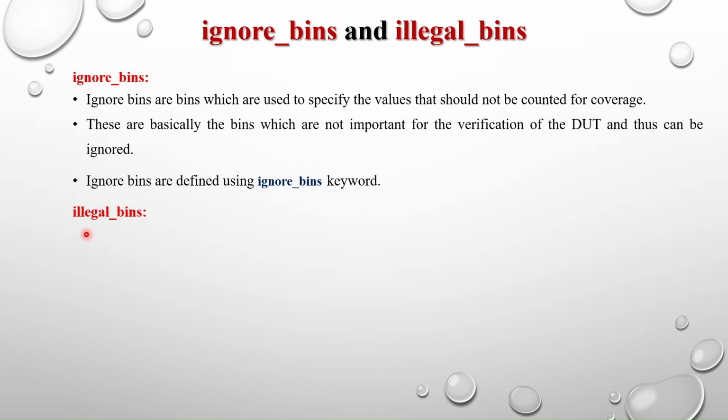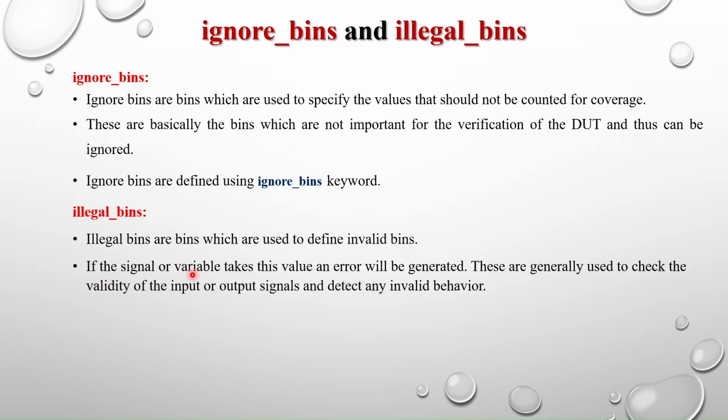And the next one is illegal bins. Illegal bins are bins which are used to define the invalid bins. To represent the invalid values or invalid scenarios, we can use the illegal bins. And if the signal or variable takes this value, an error will be generated. These are generally used to check the validity of the input or output signals and detect any invalid behavior.